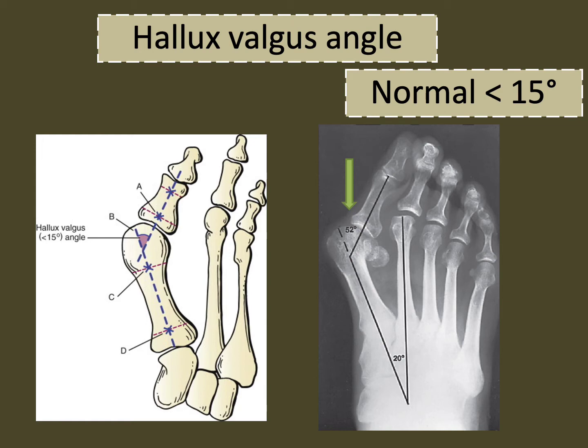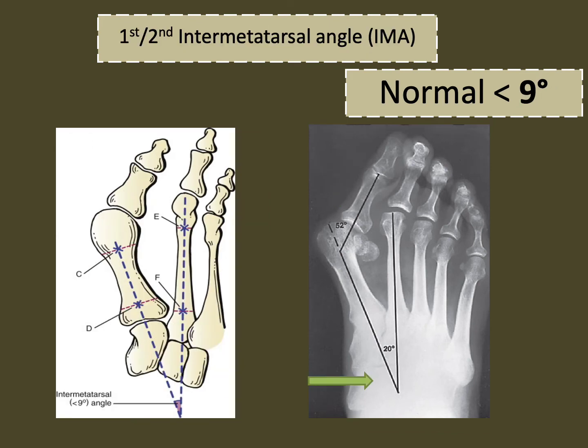And so this one is relatively easy to measure. The bigger the angle means the more deviation that you have. The one that we probably use more commonly in our decision making, however, is the intermetatarsal angle. And this is down the long axis of the first metatarsal, down the long axis of the second metatarsal, and then the angle that forms between them. And normal is 9 or less than 9. Anything over that is considered to be abnormal.